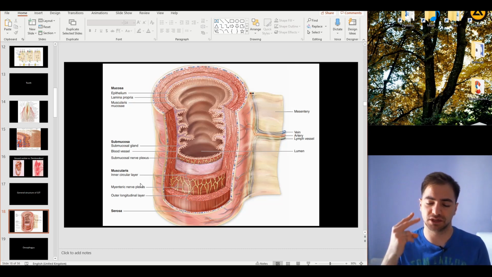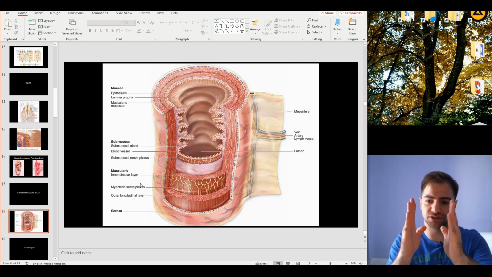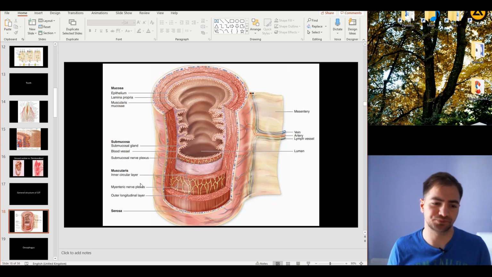The muscularis is going to contain three different structures, very important. The inner circular layer of smooth muscle cells, and exactly between the inner and the outer longitudinal layer, which is again smooth muscle cells in a longitudinal arrangement, we're going to find the myenteric nerve plexus, also called Auerbach's plexus. The function of the Auerbach's plexus is to control both of these two layers of smooth muscle.